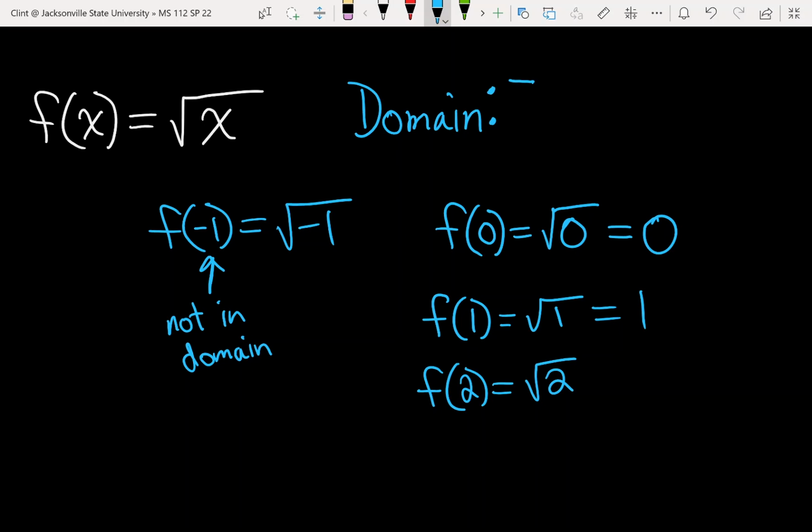So the way we write that down is we're going to start with 0. We include 0, so we have a bracket. And then our x values can get as big as we want them to be, so we go to infinity. 0 to infinity.